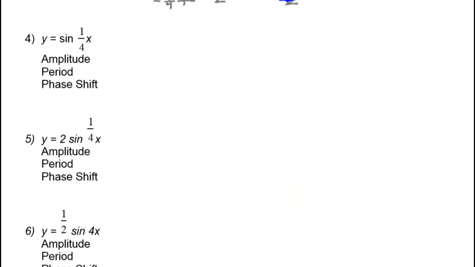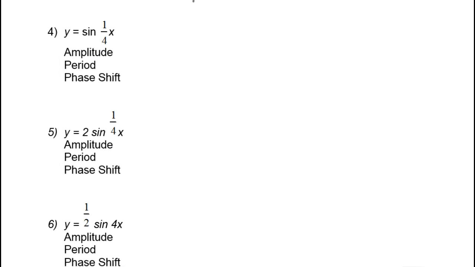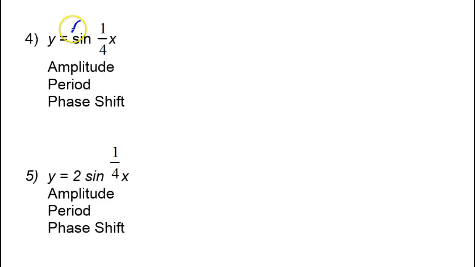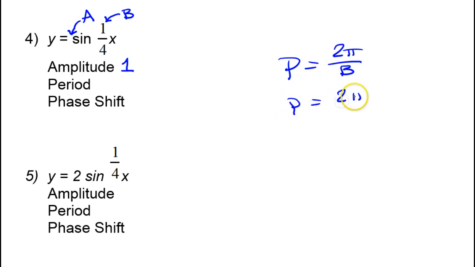All right, let's take a look at number 4. All right, the amplitude is affected by the a value. But since there is no visible a value, that means the amplitude is 1. The period is affected by this b value. And the period is always 2 pi divided by that b value. So that means the period is going to be 2 pi divided by 1/4.